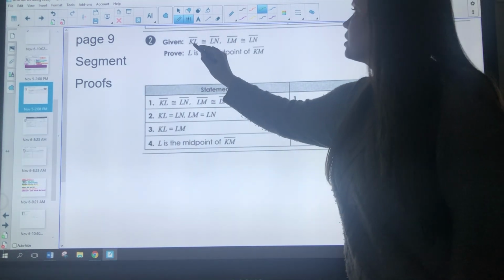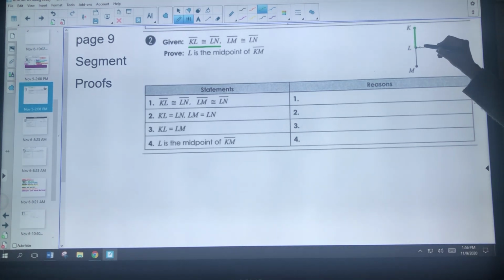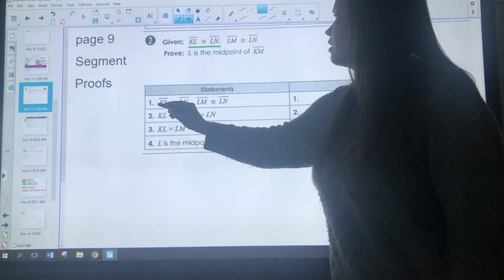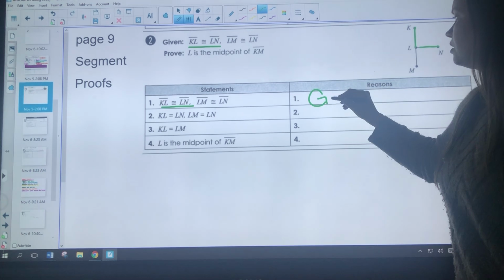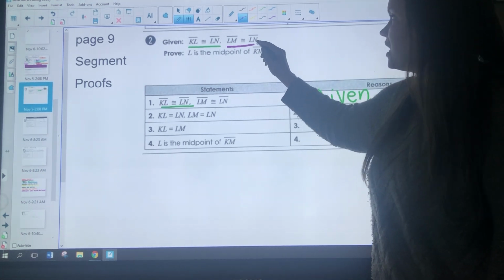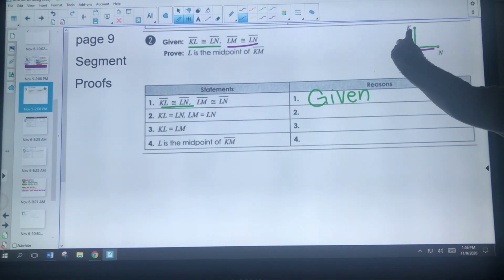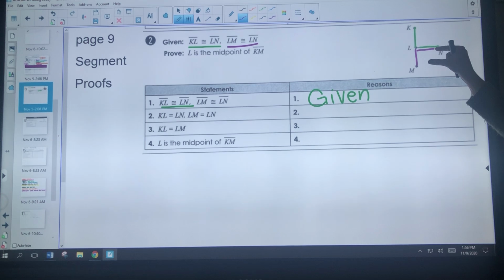Okay, all we know is that KL is congruent to LN. KL is right here, LN is right here. And it's right there, so we know this is the given. But look where LM, LN are. They're right here. So they never said these two are equal, they just said these two are equal and these two are equal.